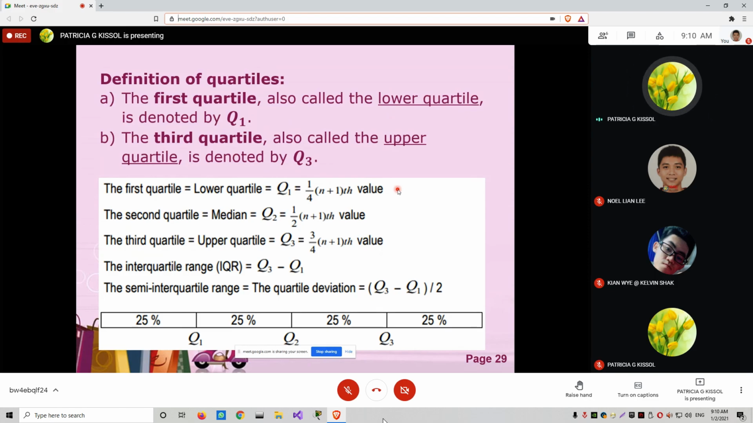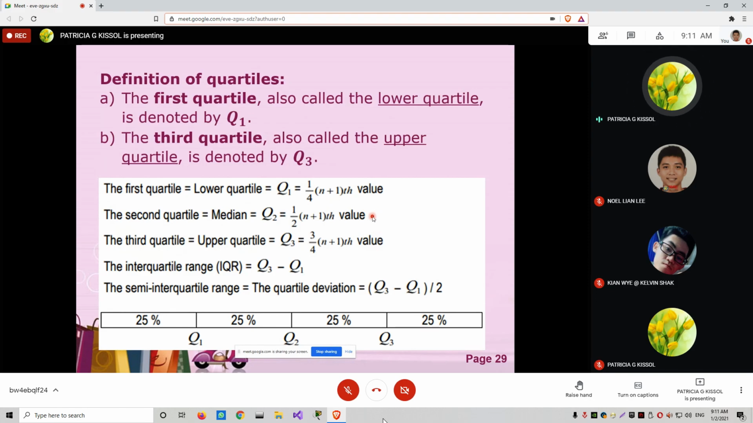As you see here, for the first quartile, the formula is 1 over 4 of n plus 1 value. Q2 for the median is 1 over 2 of n plus 1. We have covered this formula last week. And the upper quartile Q3 is 3 over 4 of n plus 1 value. And just like I explained earlier, the interquartile range, or IQR for short, is Q3 minus Q1, and the semi-interquartile range is basically the quartile deviation, Q3 minus Q1 divided by 2.